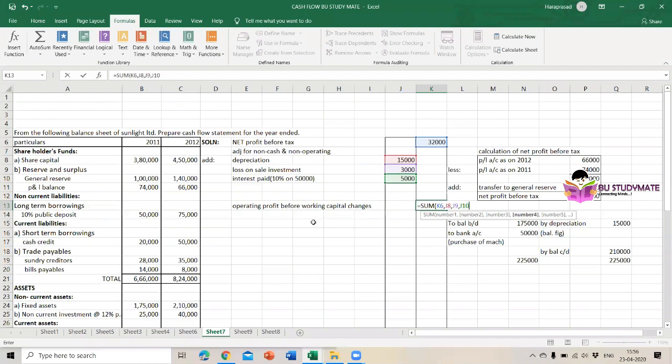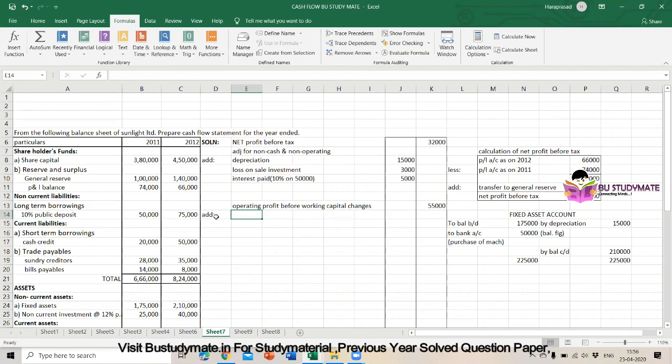$55,000. Then add increasing current liabilities and decreasing current assets. On the asset side, what all things we have? On the asset side, we don't have any decreasing item. All the things are increasing only.